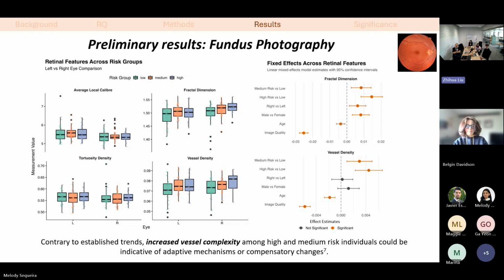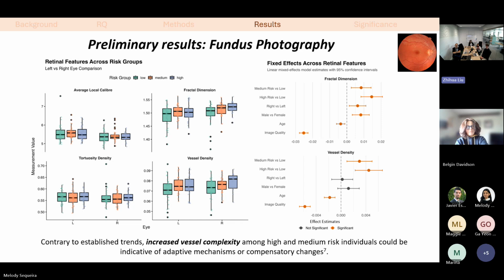This is quite interesting because at-risk individuals are quite underexplored in retinal literature. It could just be that these are compensatory mechanisms happening earlier on in the aging stage, and could later lead to decreasing vessel complexity, which is what is noticed in literature. But this is something I have to look into more, and I hope to do this through the longitudinal analysis I'll be running next.